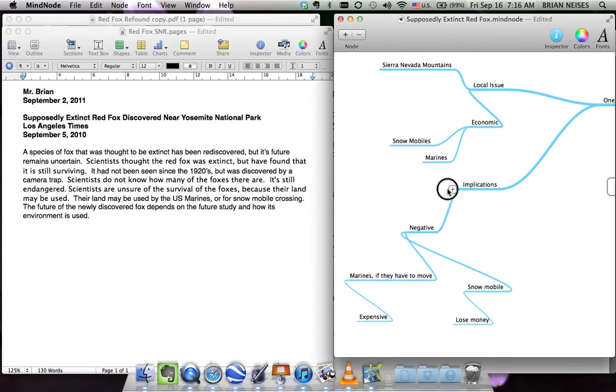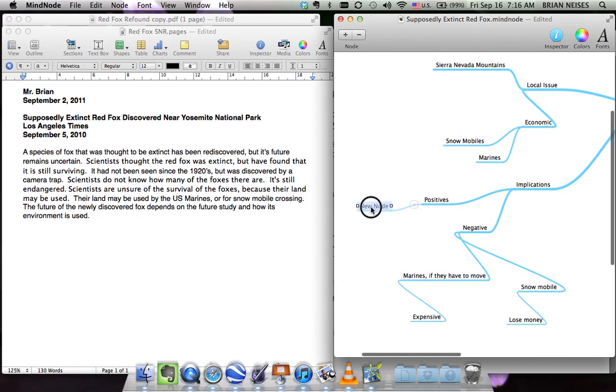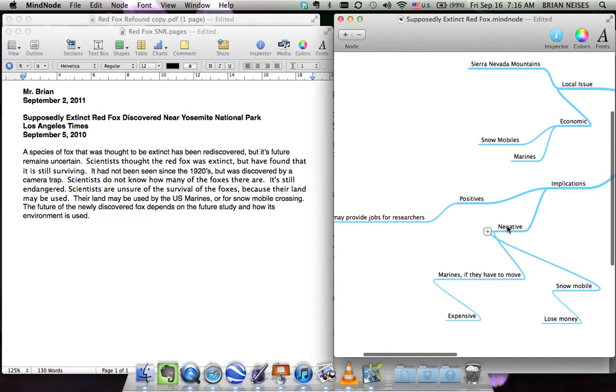But are there any positive implications? Okay, are there any positive effects of finding the red fox? Well, it may provide, so we'll call this positives. Positives, it may provide jobs for researchers. Okay. So maybe not as big of an impact. We go, wow, the Marines might lose a lot of money. Seems to be more negatives than maybe positives.